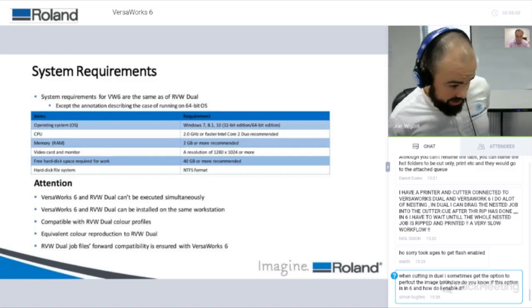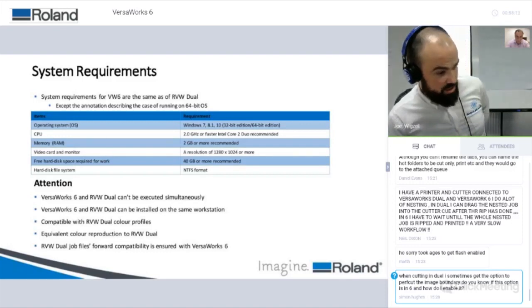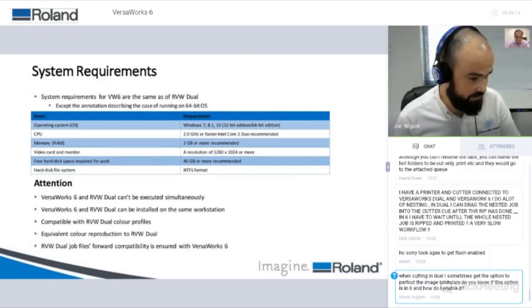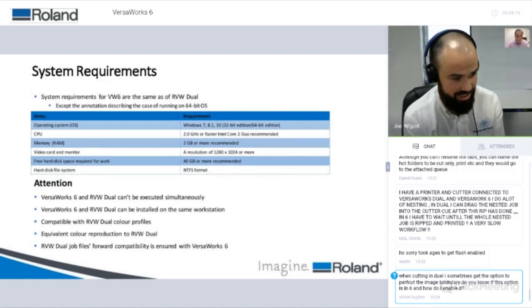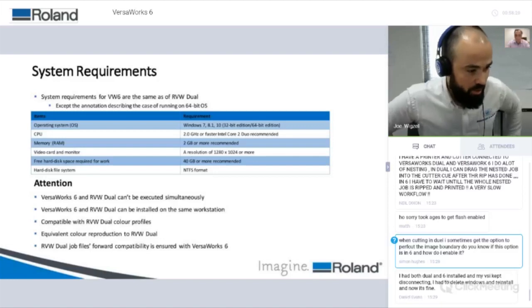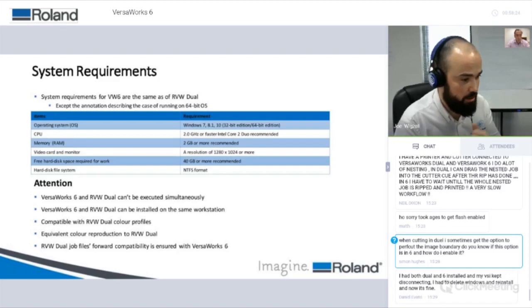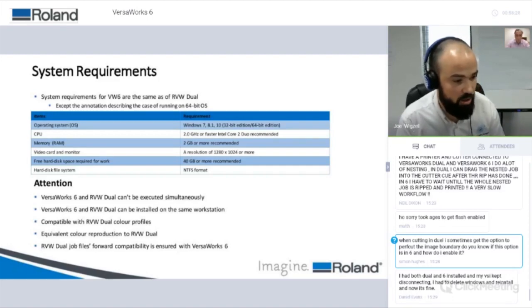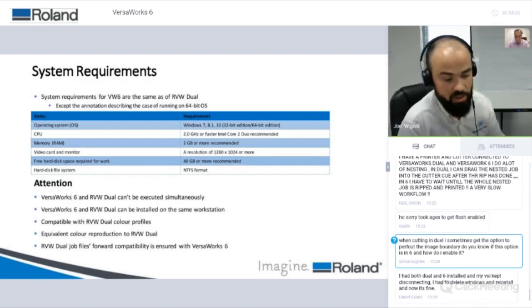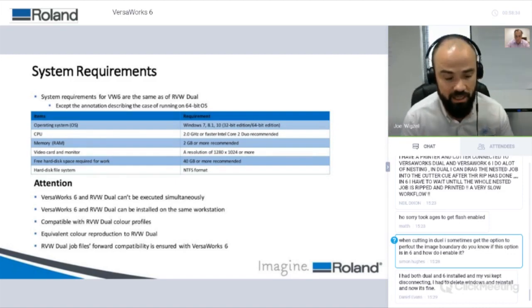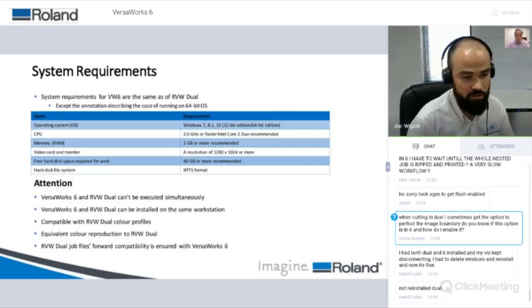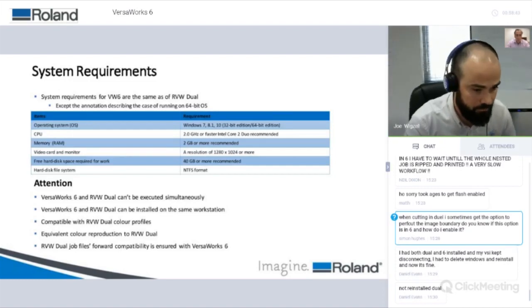As I said, a couple of attention bits there. VersaWorks 6 and Roland VersaWorks Dual cannot be executed simultaneously. VersaWorks 6 and VersaWorks Dual can be installed on the same station. Compatible with RVW Dual color profiles. So the color profiles from one can be used in the other. Equivalent color reproduction of VersaWorks Dual. And job files forward compatibility is ensured. So if you do have job files, if you've saved anything as a RVWD file or an RVW file, you will be able to import those files into VersaWorks 6 as well.